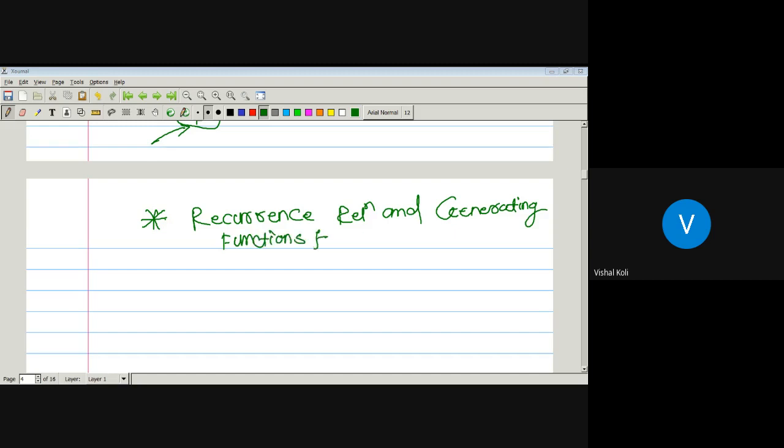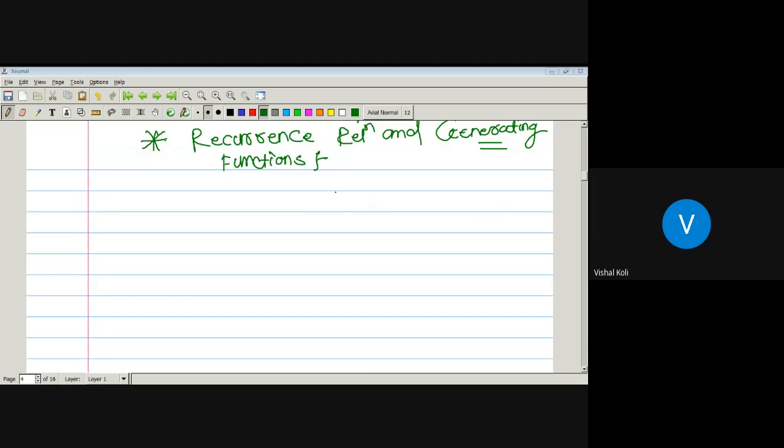Since there is a use of these generating functions in the recurrence relation for solving its solution. Okay, we have already seen such problems. If, suppose, D square plus 2 times D plus 1 is equal to 0, then we will take this one as an auxiliary equation.